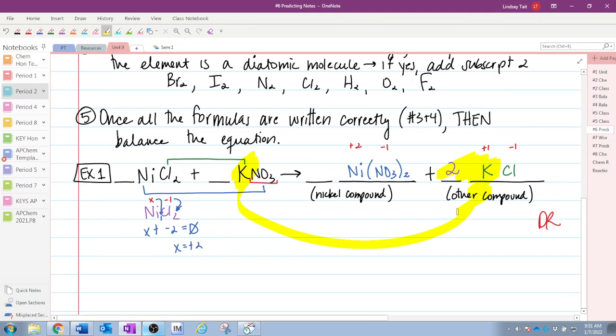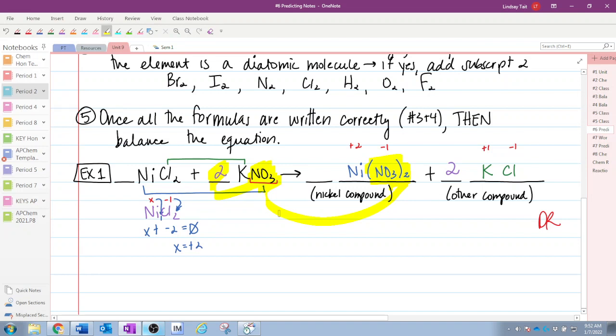Are my potassiums balanced? The answer is because I put a coefficient here, no, they're not balanced anymore. On the right side, I've got 2 potassiums. So on the left side, I need to put a 2 to get 2 potassiums. Okay, and again, that's going to change the nitrate, but I haven't even looked at the nitrates yet. So now looking at the nitrates, are the nitrates balanced? The answer is yes. I've got a coefficient on the left side, but I've got a subscript on the right side that make 2 of each.